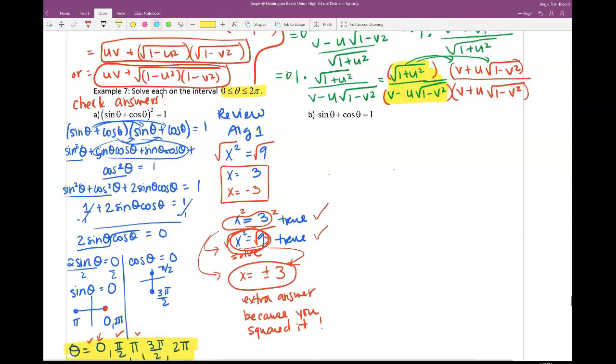Okay, so let's do example B. Example B, we will use a different ink here. Now, please don't be mistaken that this is not 1. The only time that you can change that into 1 is when it's sine square of theta plus cosine square of theta. This is 1. All right, so how would I solve that? What would you do?